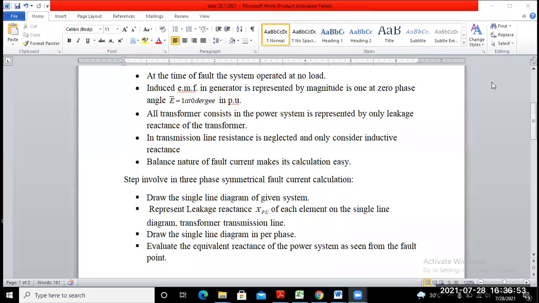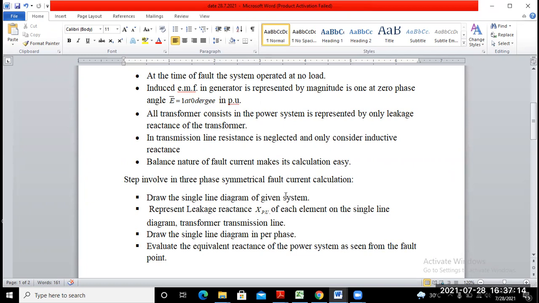Okay, so let's continue our discussion. Okay, can you hear me, Rahul? So let's continue what we have discussed in the previous class. Just recall all those points.